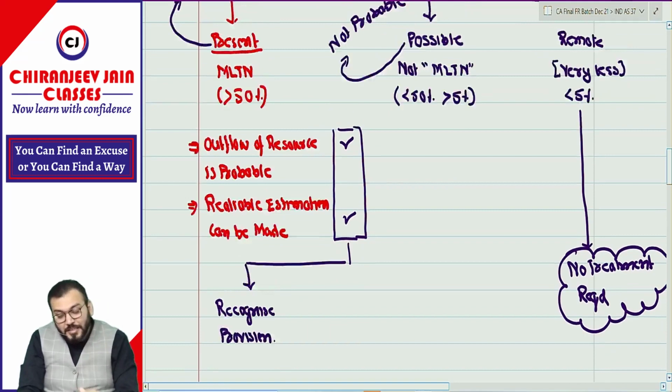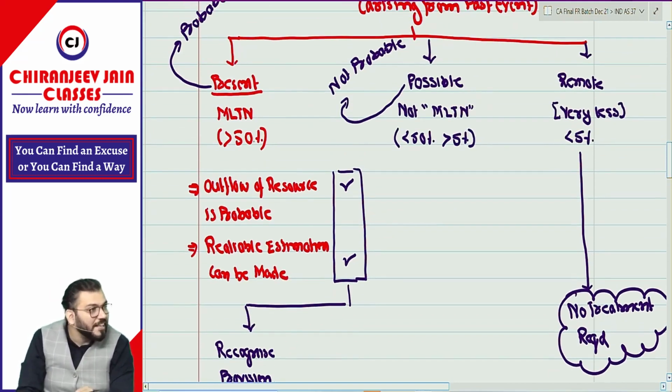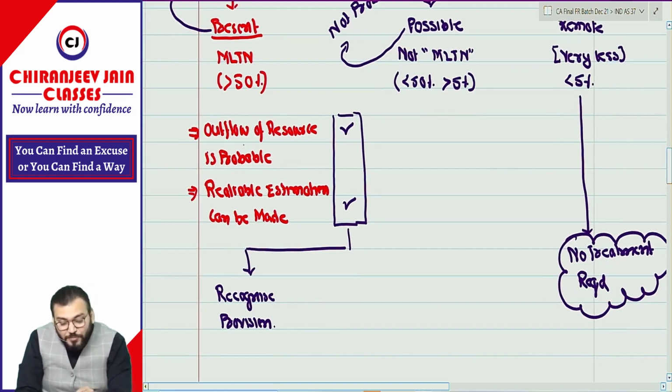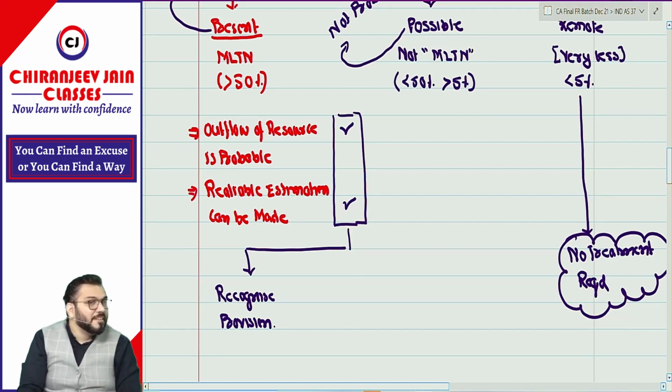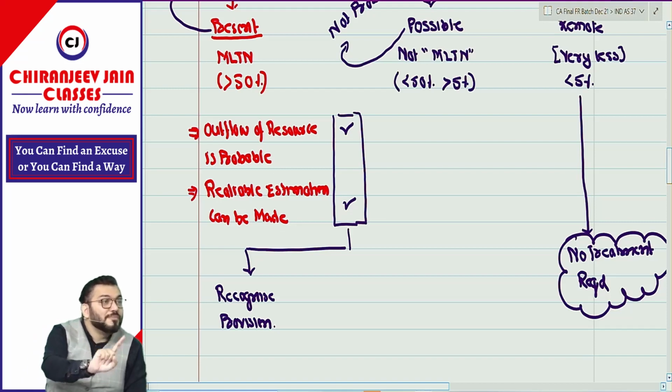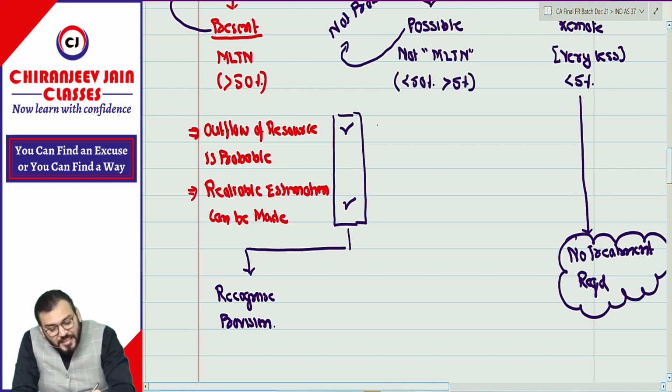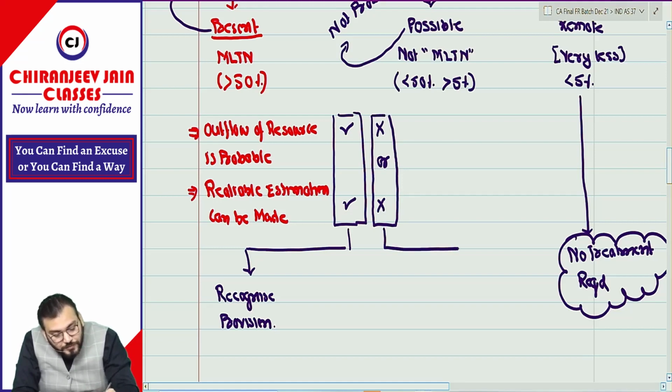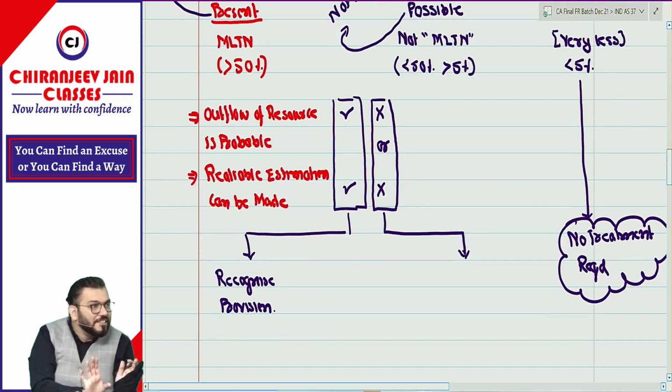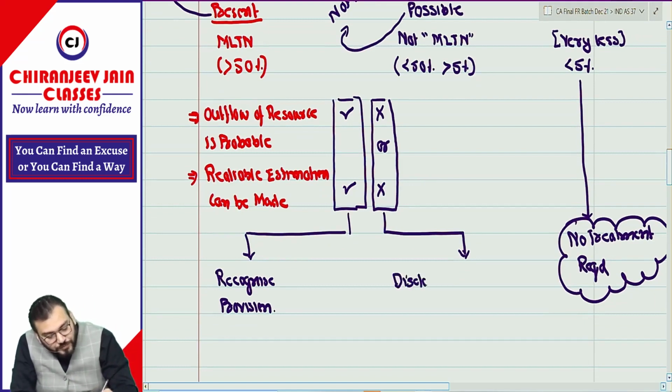One thing is clear: if there is a present obligation arising from a past event, but either of these two conditions is not satisfied, that is, either outflow of resource is not probable, or the amount cannot be estimated, or both, then we should not recognize a provision, but we should disclose it as a contingent liability.